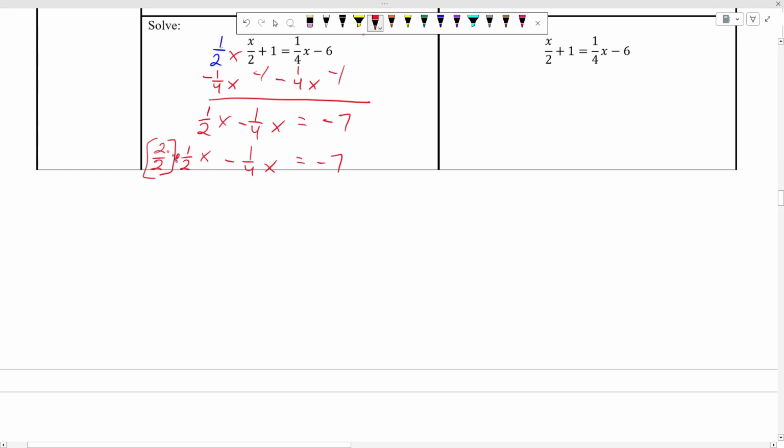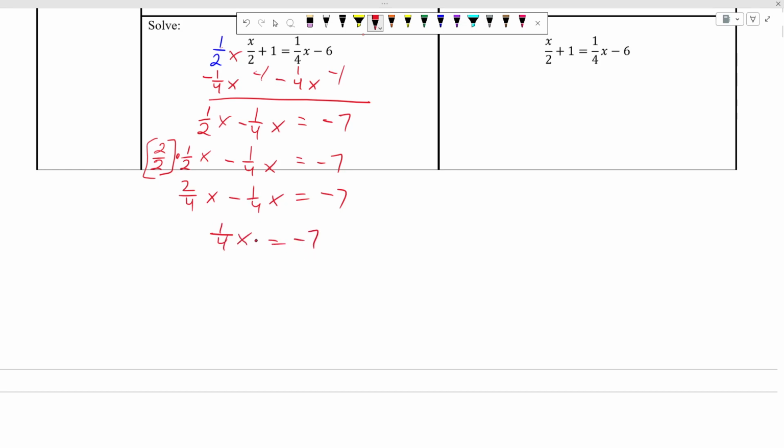So let's see if I do that. I get 2 over 4. 2 over 4 minus 1 over 4 equals -7. Okay, so now these are both common denominators. That means I can proceed. See, 2 over 4 minus 1 over 4, you end up with a positive 1 over 4x equals -7.